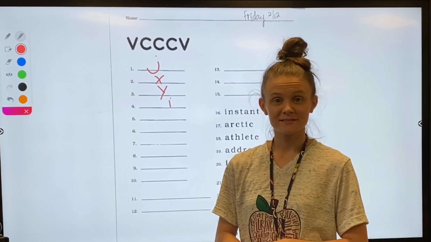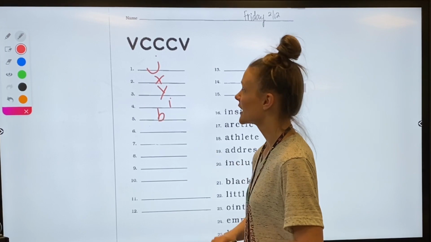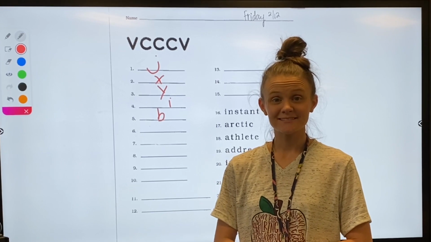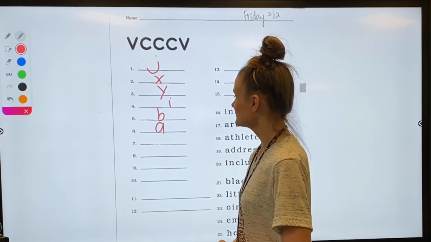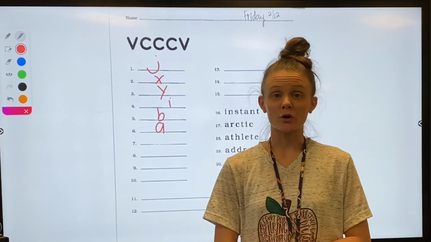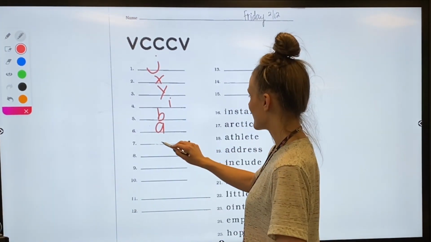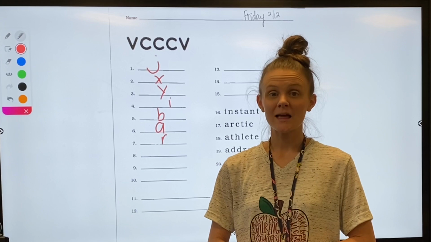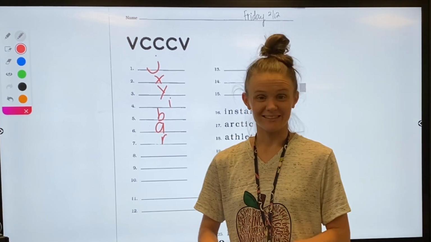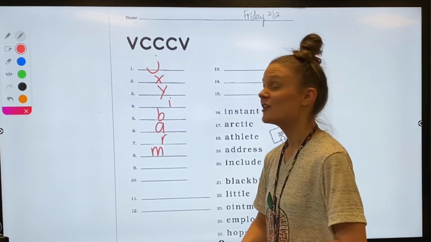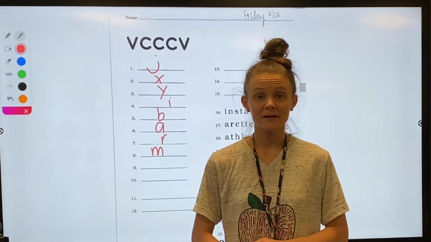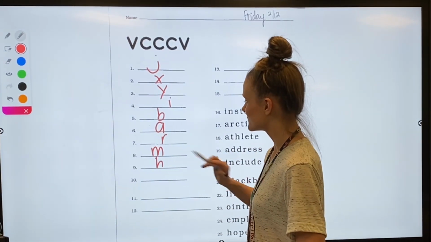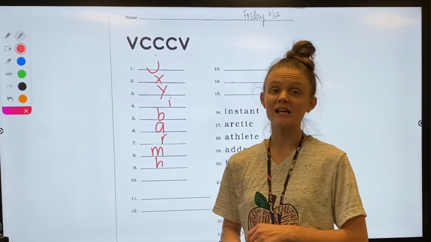For number 5, my letter sound is B. B. Yes, letter B. For number 6, my letter sound is A. A. Letter A. For number 7, my letter sound is. Yes, letter R. For number 8, my letter sound is. Letter M. For number 9, my letter sound is. Yes, letter H. And for number 10, my letter sound is sh.